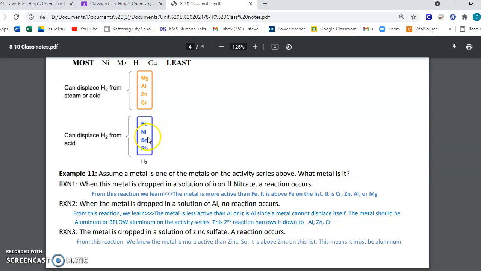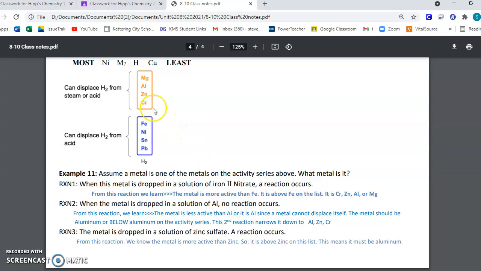If we drop the metal in and a reaction didn't occur, then it would be below iron. Or it could be iron, because if you drop iron in a solution of iron, you wouldn't see a reaction. So the metal's more active than iron. The metal would be either chromium, zinc, aluminum, or magnesium, as it says right here, because we saw a reaction. Now, we drop the metal in a solution of aluminum. There's aluminum, and no reaction occurs.